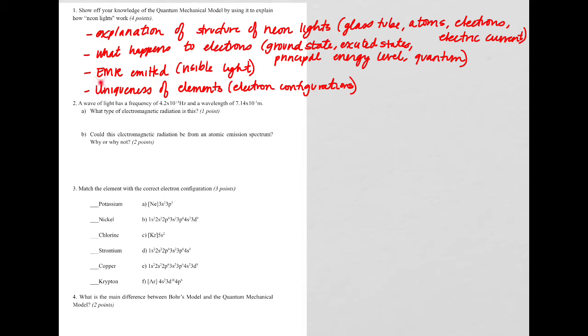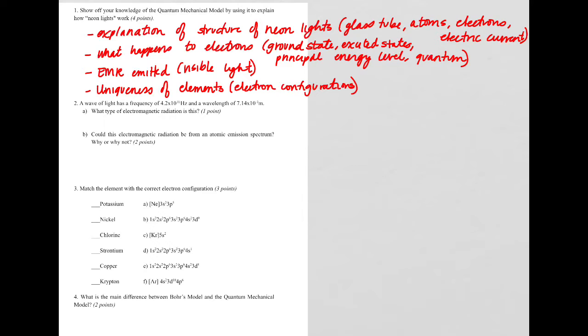But you did need to discuss the uniqueness of these elements and their electron configurations is what determines what color light the neon light gives off. So if you covered all those things, you probably got 5 out of 4 or 6 out of 4 on that question. Okay, number 2.